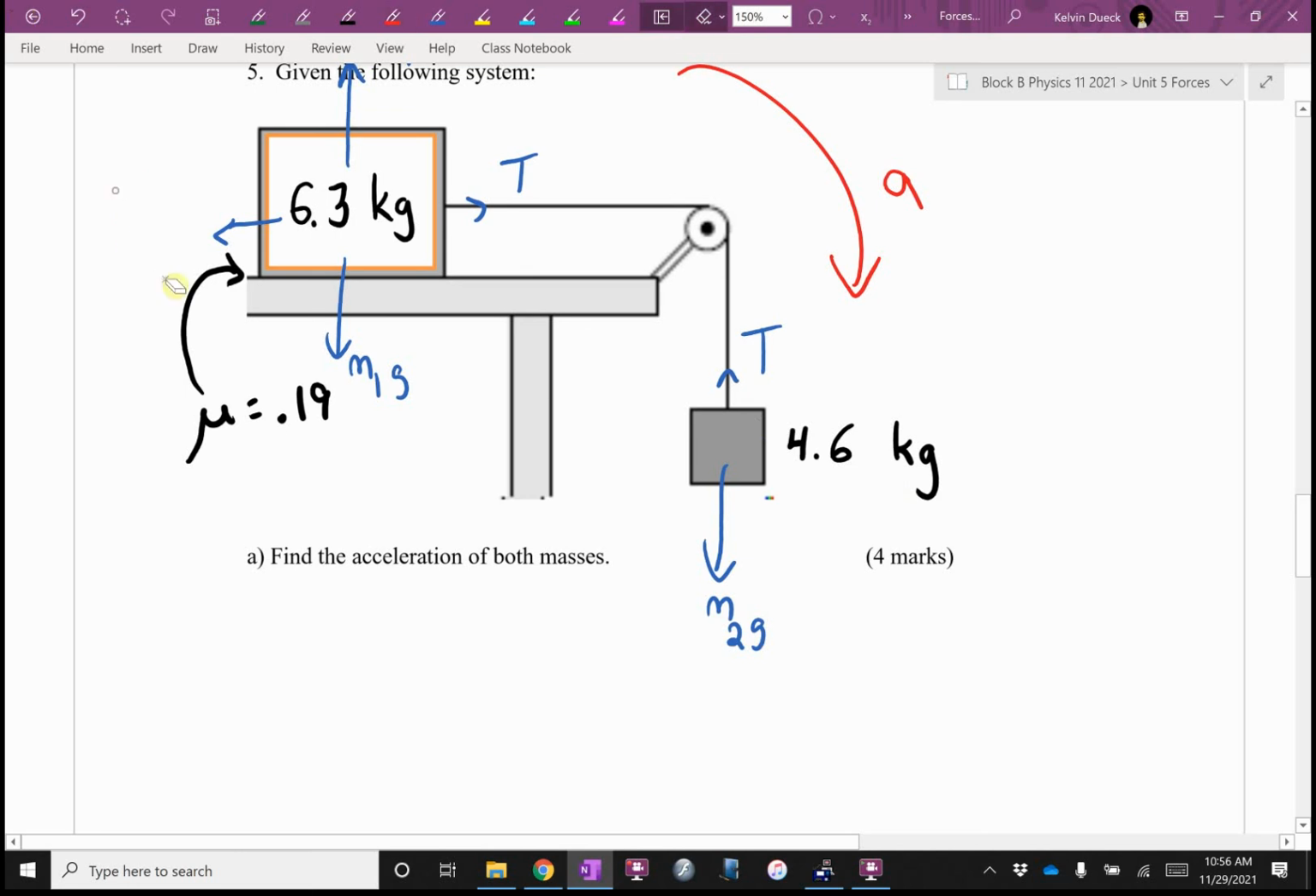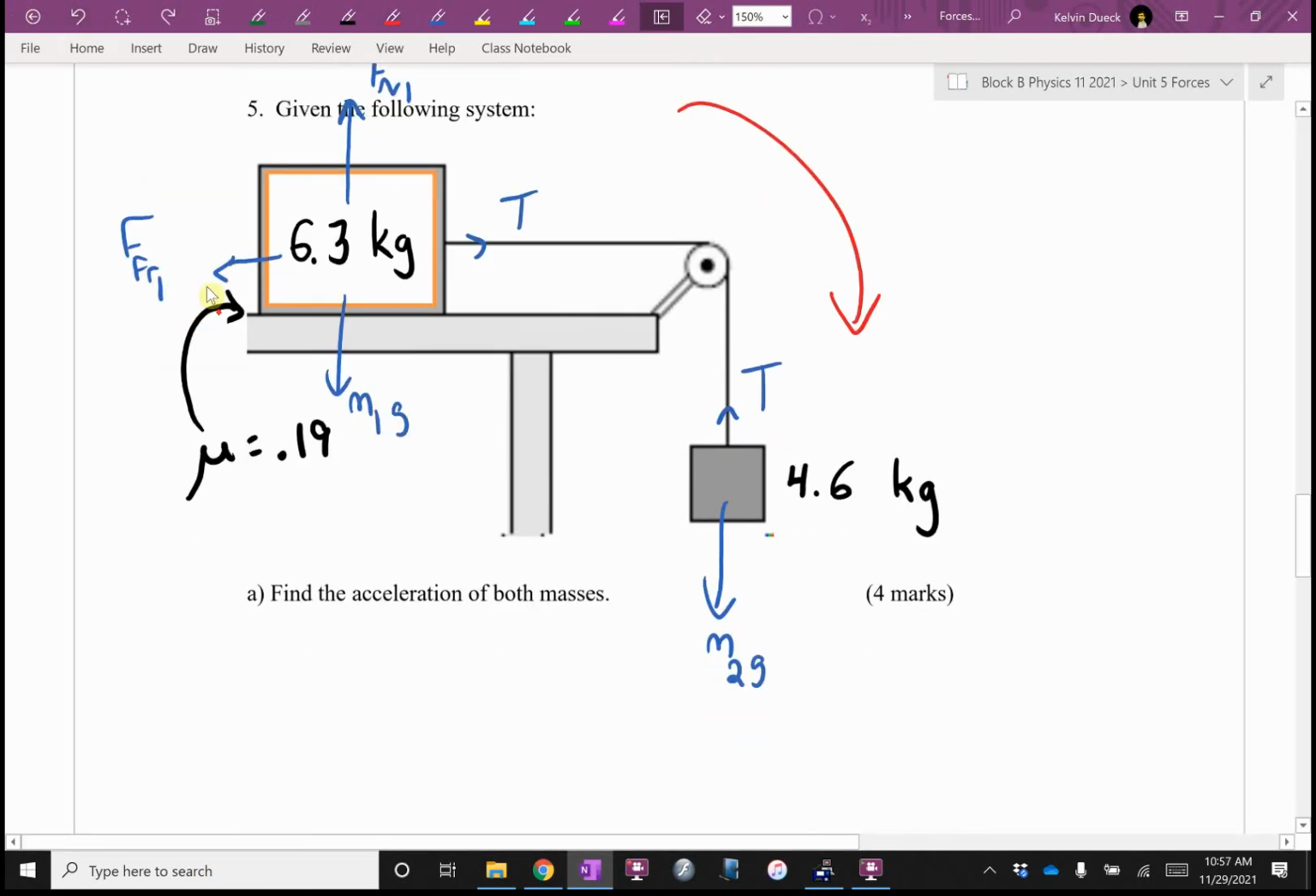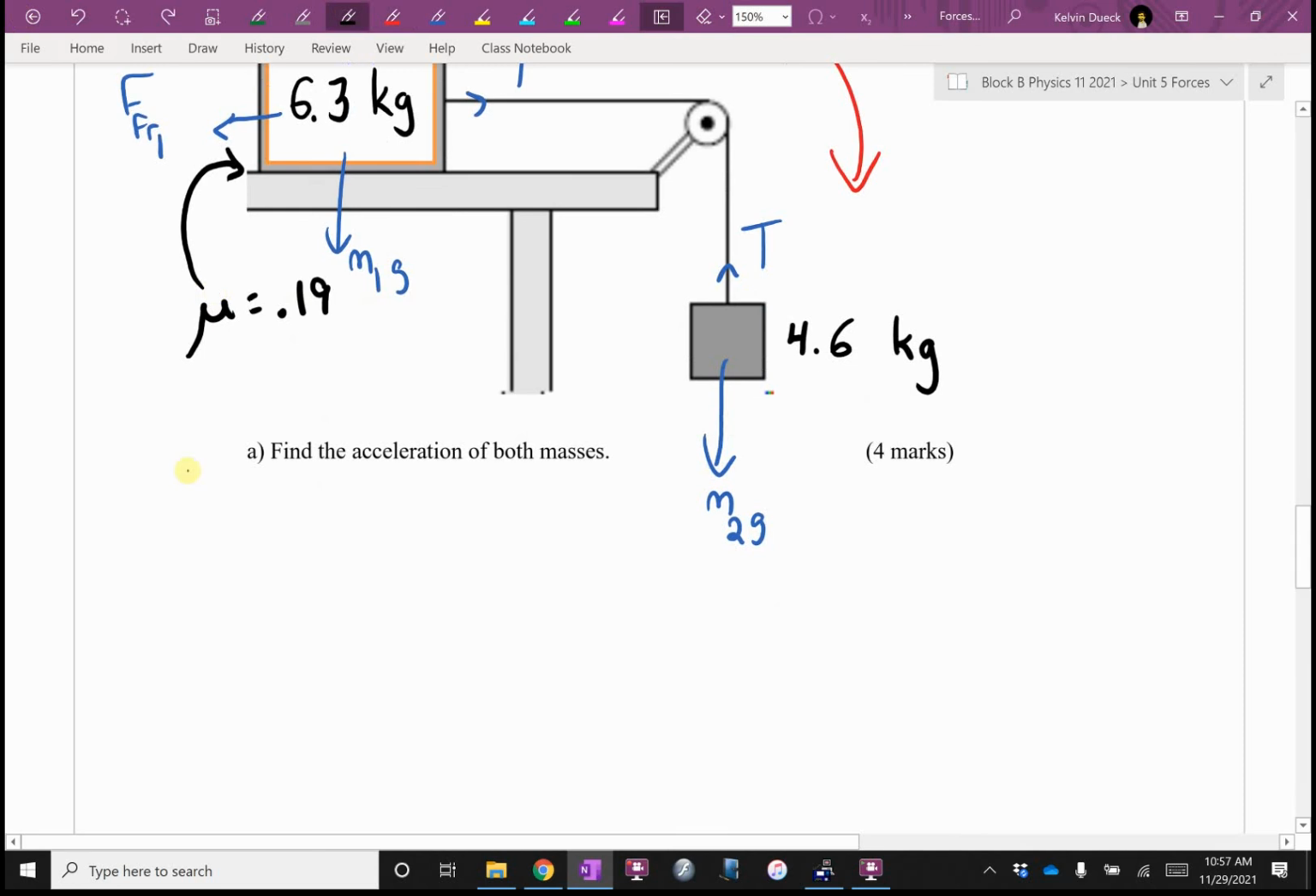If there was no friction, I could put a feather here, and I'd have an unbalanced force, and it would slide. At least in theory. Find the acceleration. So it's going to be M2G minus tension plus tension minus friction force number 1. That equals M all A.